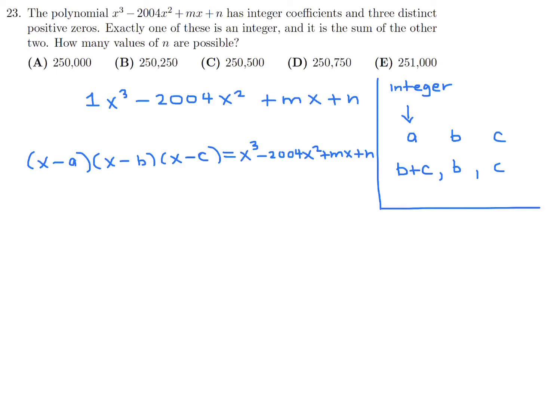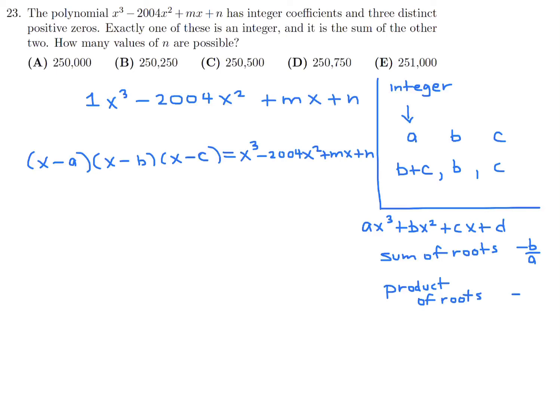But one thing is for sure, that you definitely need to remind yourself of those rules, because they're going to come in handy. The rules that quickly allow you to calculate the sum of the roots and the product of the roots. If you have a polynomial of this form, the sum of the roots, I hope you know this, is minus b over a. Okay? And the product of the roots will be equal to minus d over a. Okay?